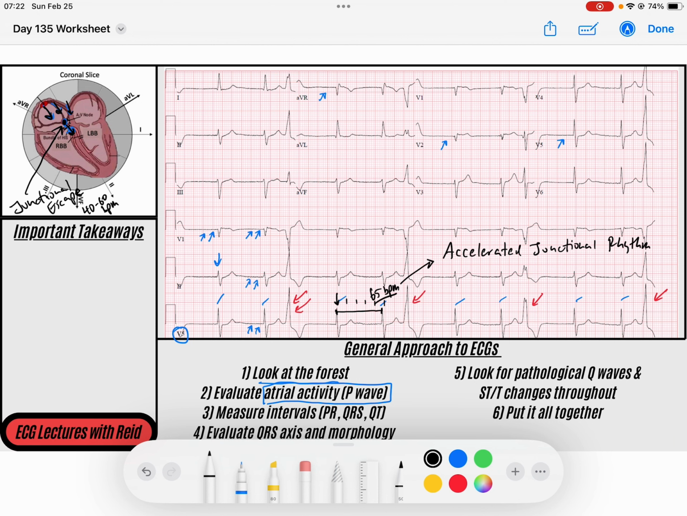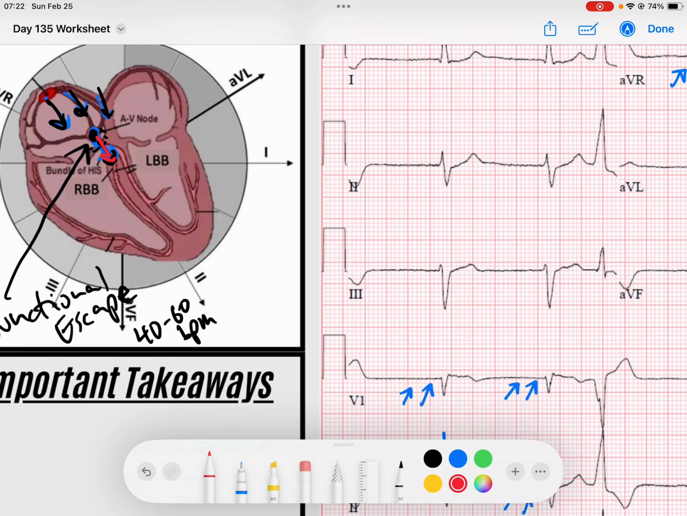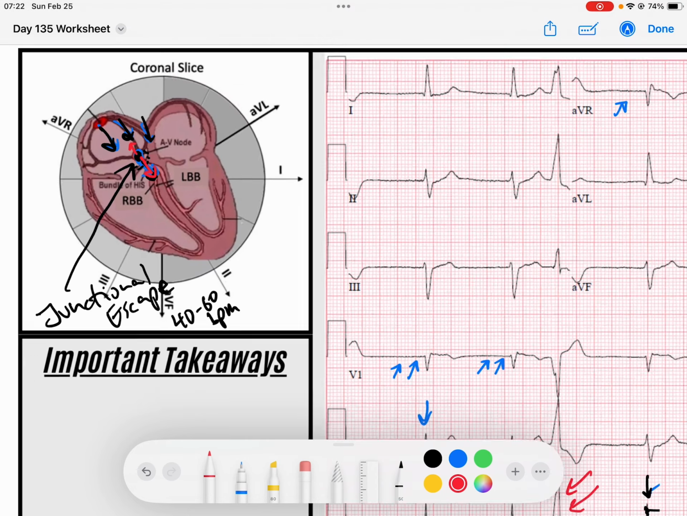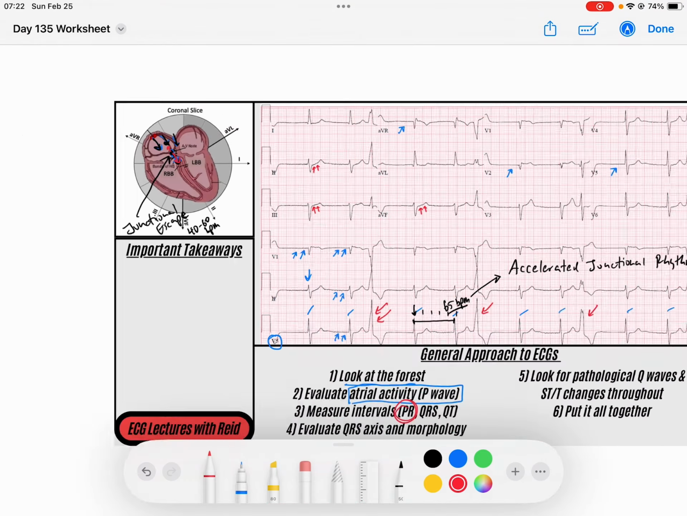Now we can't really evaluate what the AV node is doing in that sense, right? We don't have a PR interval because we don't have any P waves, so let's look for retrograde P waves. Sometimes junctional beats will not only send signal down, but they'll send signal up. You can get retrograde P waves sitting right here on that ST segment. I like to look in leads 2, 3, and AVF for those, but I don't see any. So I don't see any retrograde P waves.